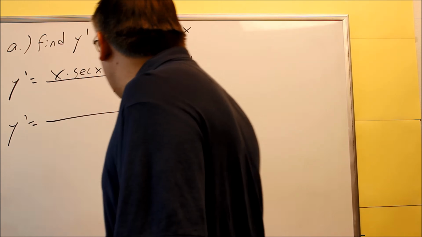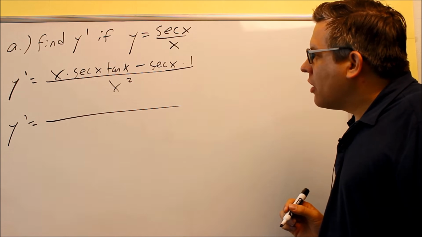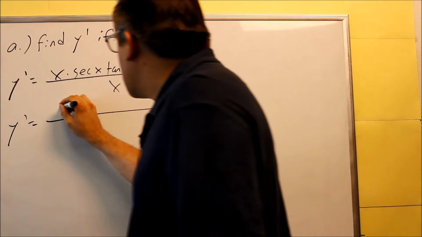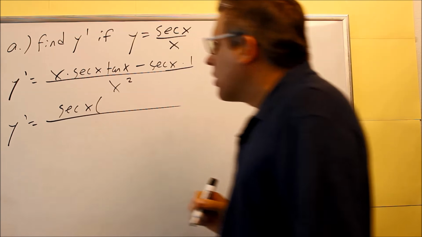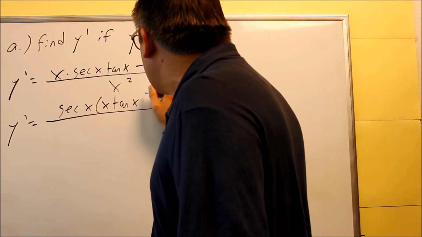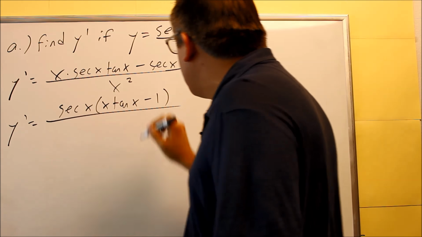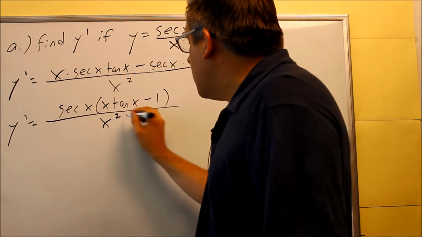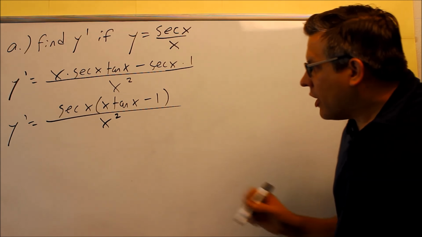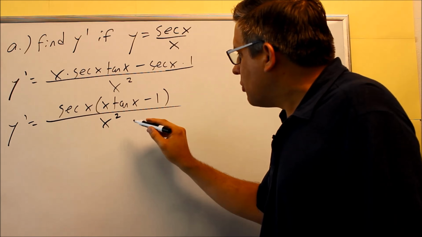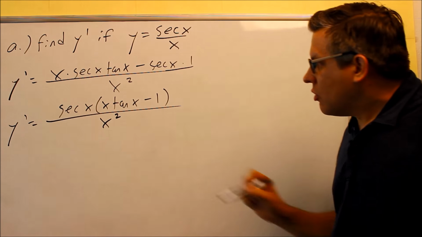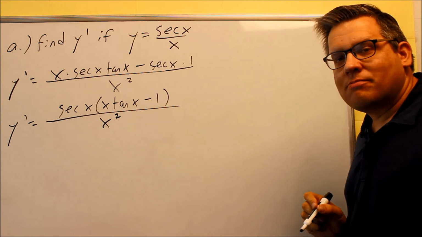Next, we're just going to simplify the top if we can. And the only thing we can really do with that is pull out a secant, because secant is a common term, and you get x tangent x minus 1, and then the bottom is x squared. And there's not much more that we can do with that. These x's don't cancel because you have to have an x in all the terms in order to cancel it out. So in this case, that would be as far as you can go.